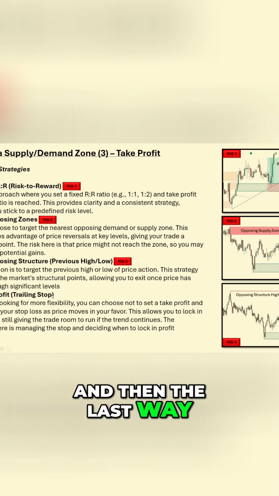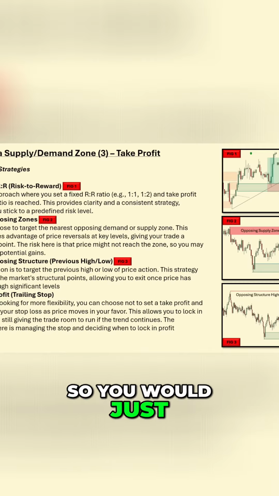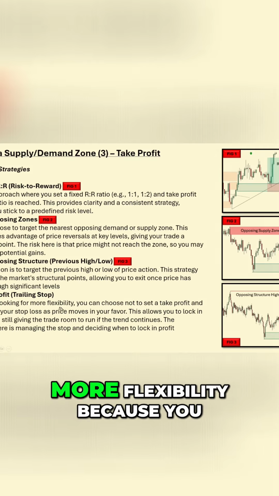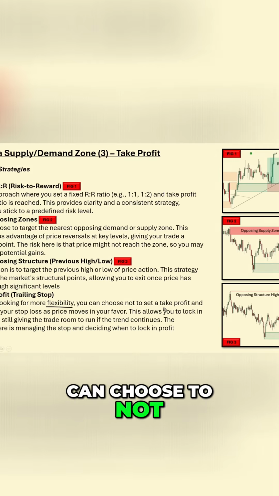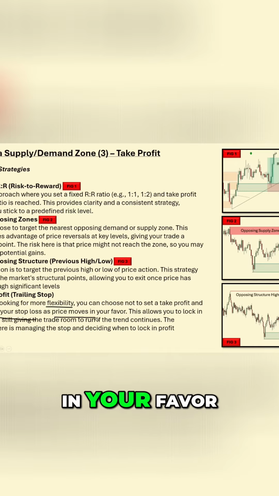And then the last way, which is also pretty good as well, is to not even have a take profit. So you would just be entering a trade with a stop loss and no take profit. And this does offer more flexibility because you can choose to not set a take profit, and instead you can trail your stop loss up as price moves in your favor.